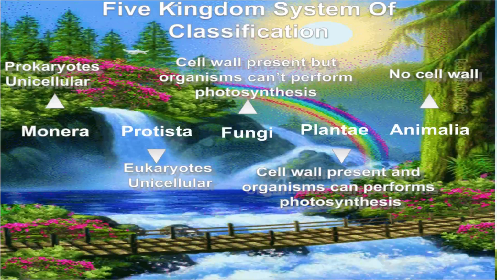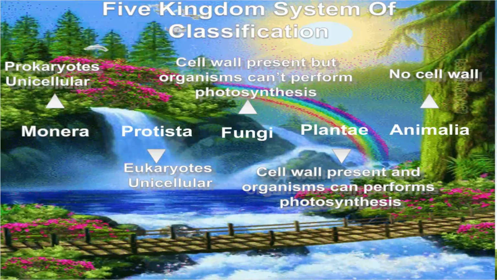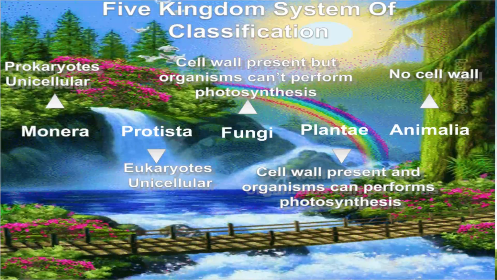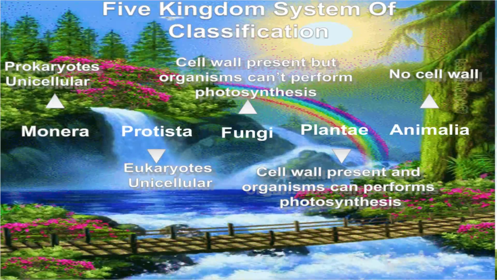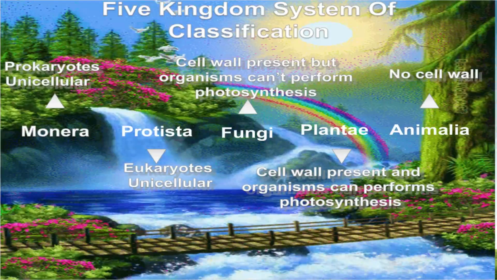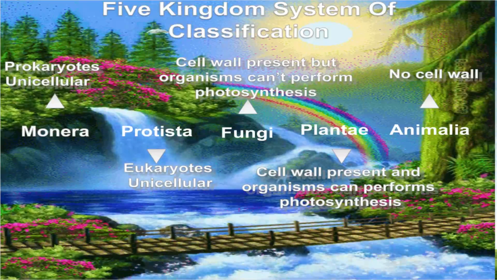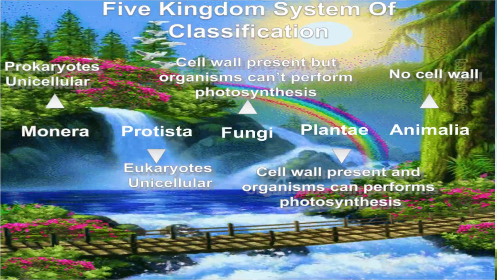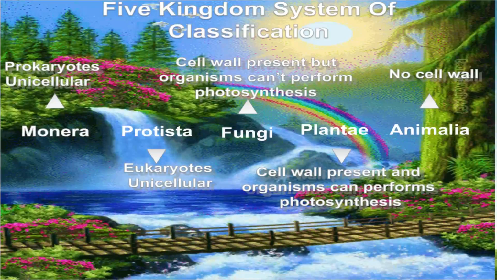Then further, the scientists studied in detail the 5 kingdom classification system, and these are Monera, Protista, Fungi, Plantae, and Animalia. Monera are prokaryote and unicellular. Protista is eukaryote and unicellular. Fungi have a cell wall present, but the organism cannot perform photosynthesis. Plantae, cell wall present and the organism can perform photosynthesis. Animalia, no cell wall. These are the special characteristics of each of the 5 kingdoms.